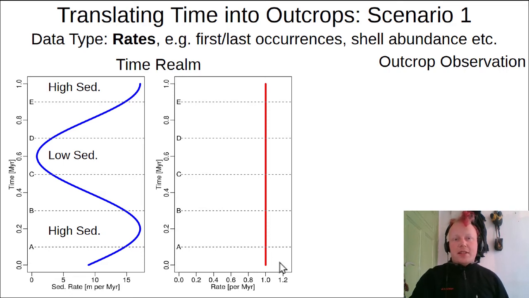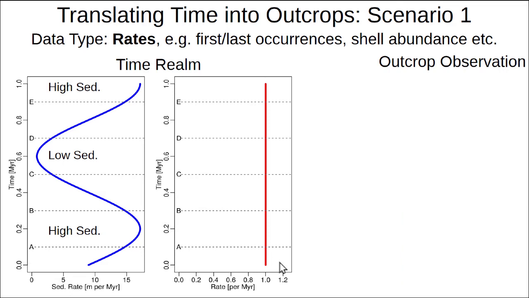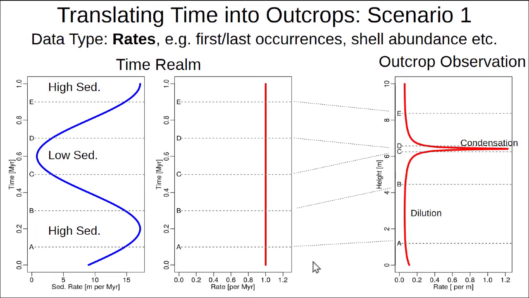But if we translate this into the outcrop observation, something really curious happens. And that is that again, in the time interval with a low sedimentation rate, we get an extreme condensation of this rate, whereas in the time interval with a very high sedimentation rate, we get a strong dilution of this rate. And this will affect first-last occurrences equally as well as shell abundance. For the shell abundance, for example, this pattern of condensation would be a shell bed, as I showed in the very beginning of this video.